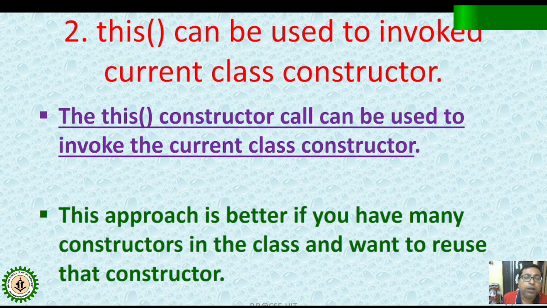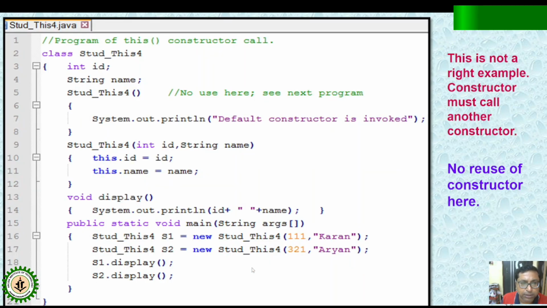Number 2, what is the use of this keyword? This is the number 2 point. This can be used to invoke the current class constructor. So this constructor call can be used to invoke the current class constructor. This approach is better if you have many constructors in the class and want to reuse that constructor.